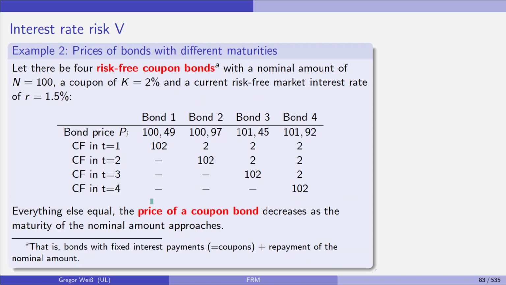Second example, again, risk-free coupon bonds with a nominal amount of 100 and a coupon of 2% and a current risk-free market interest rate of 1.5%. You get the prices here, everything else equal. The price of a coupon bond decreases as the maturity of the nominal amount approaches. So that is bonds with fixed interest payments, coupons, plus the repayment of the nominal amount at the end. They will see a decreasing price as the maturity of the nominal amount approaches.